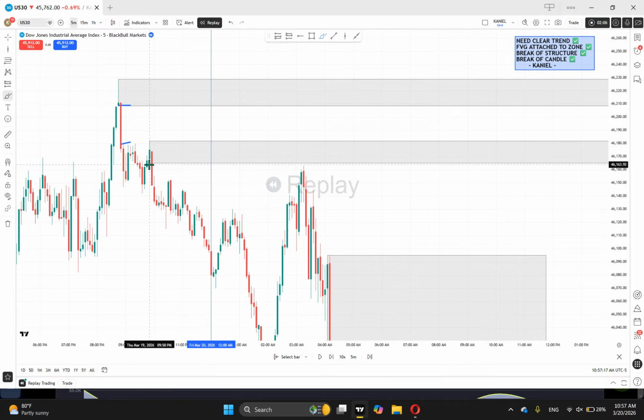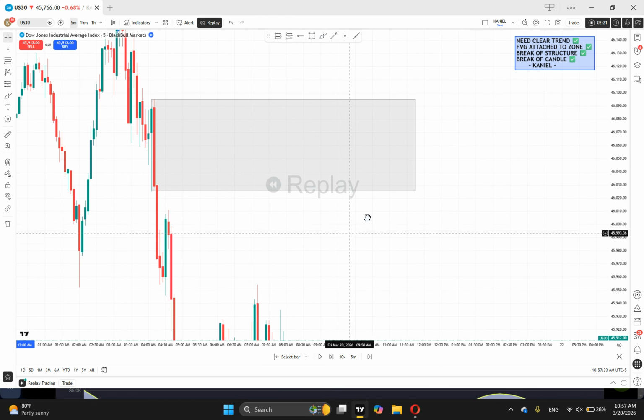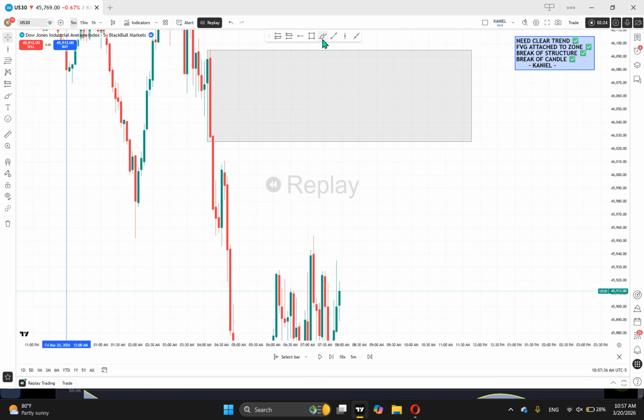For this one, the gap is right here to right here. As you can see, the market returned, but it never gave us a top. So this is a little gap that's left. For this one now, the gap is also inside the zone, attached to the zone. So right here to right here. The market came back to right here, but it never gave us the top into the zone.